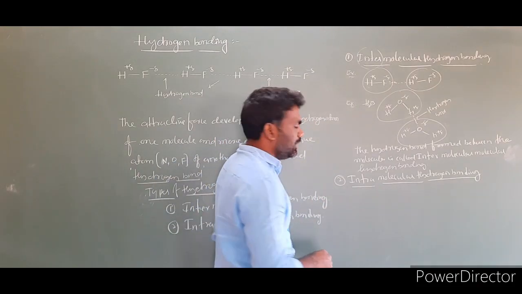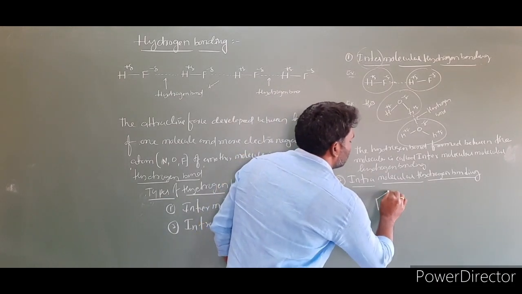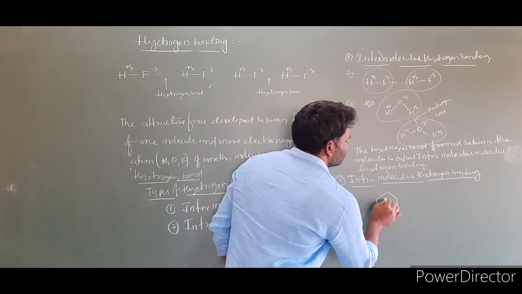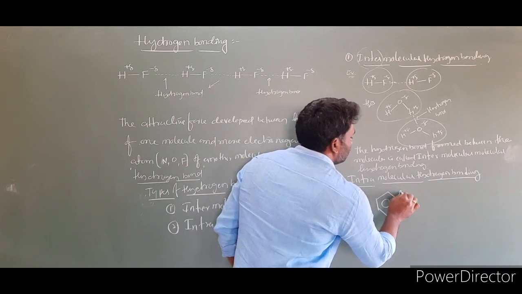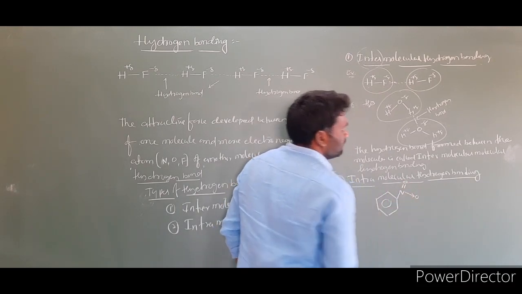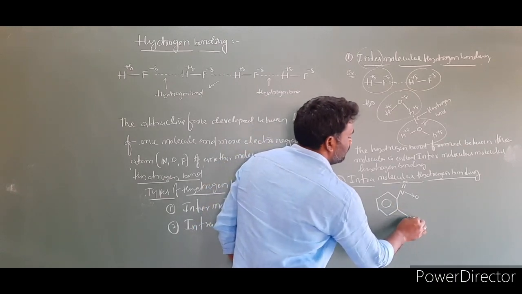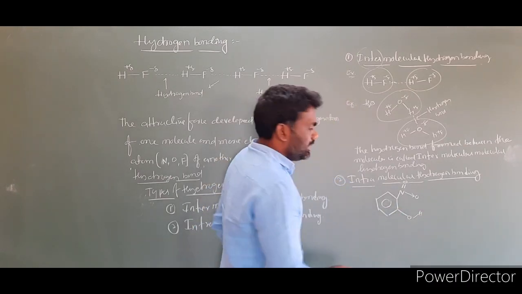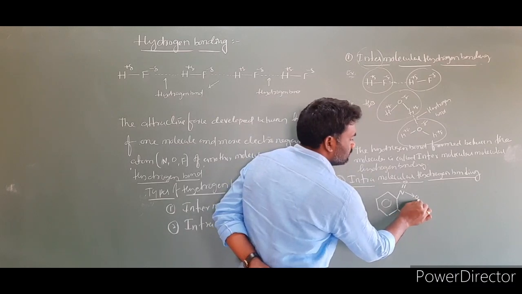Example, I am taking orthonitrophenol. So I am taking orthonitrophenol, N double bond O. This is the nitro group, and I am taking O, this is the H. Right, this hydrogen atom, this oxygen.